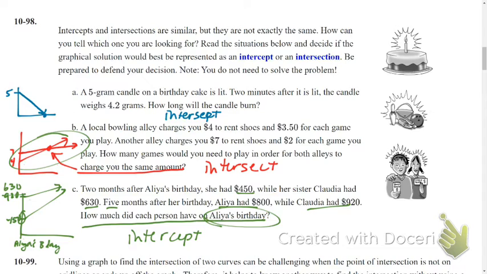Okay, so situation A is an intercept, B is an intersection, which we call an intersect, and then C is an intercept, because they're asking you how much money they had on Aaliyah's birthday. At the very beginning, we're looking for intercepts. All right, hopefully that clarified the differences between the two.